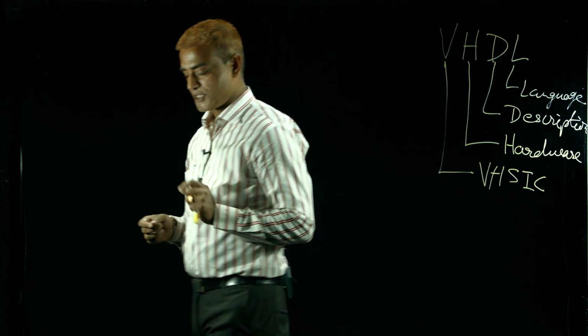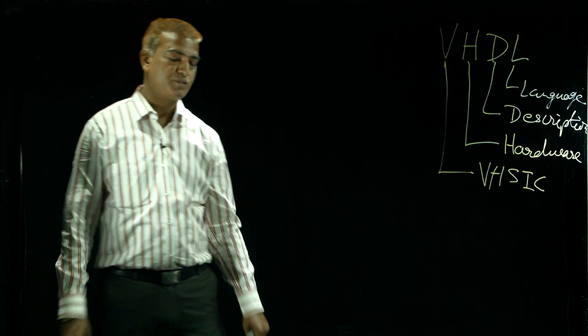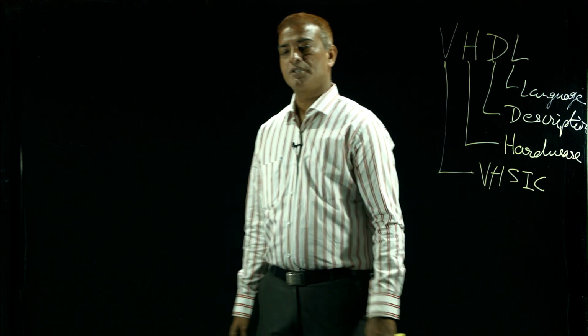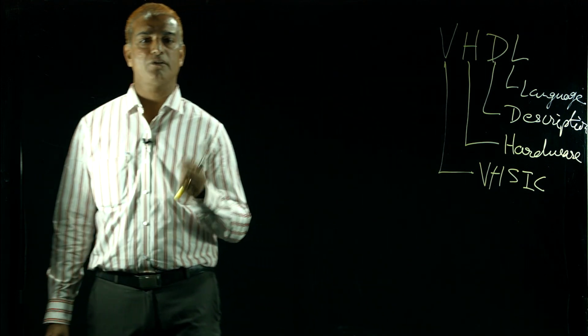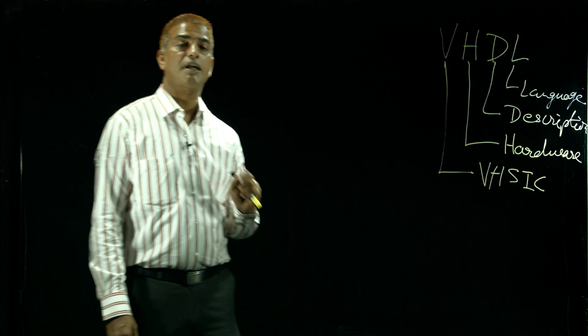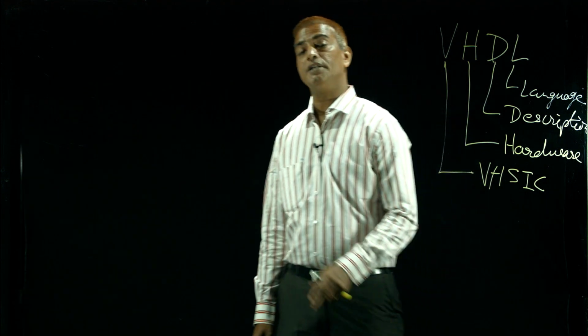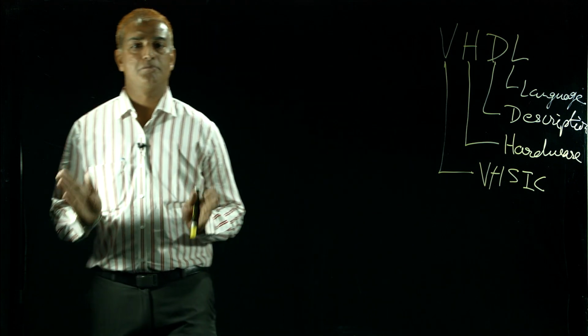For example, if a chip is there, we find that the chip has 4 pins or 8 pins or 16 pins. Each of these pins' operation can be described within the entity, and hence the entity declaration gives the outside, black box view.